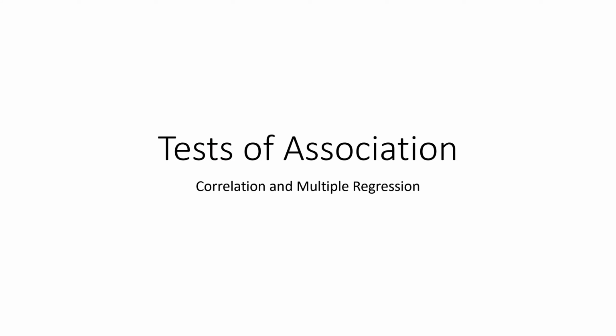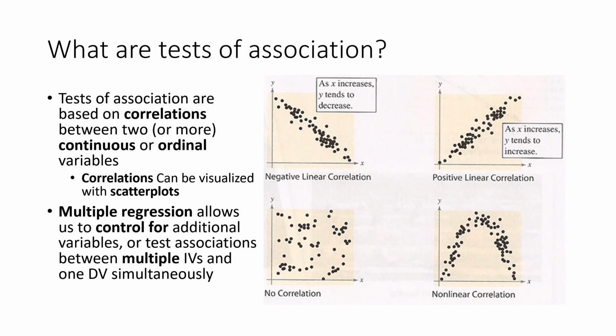This video is about tests of association, and we're going to look specifically at correlation and multiple regression. Tests of association involve testing the correspondence between two continuous or ordinal categorical variables. They can be visualized with scatter plots.